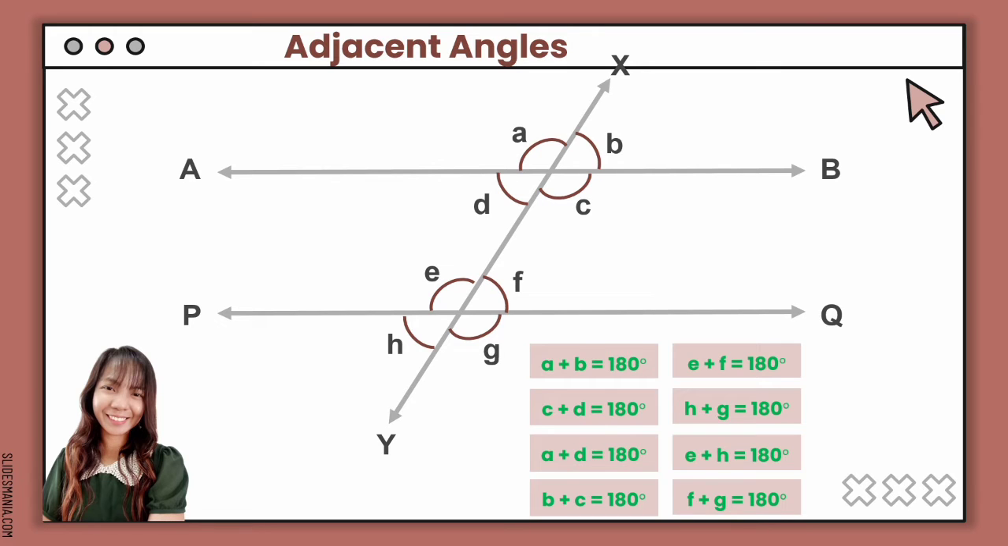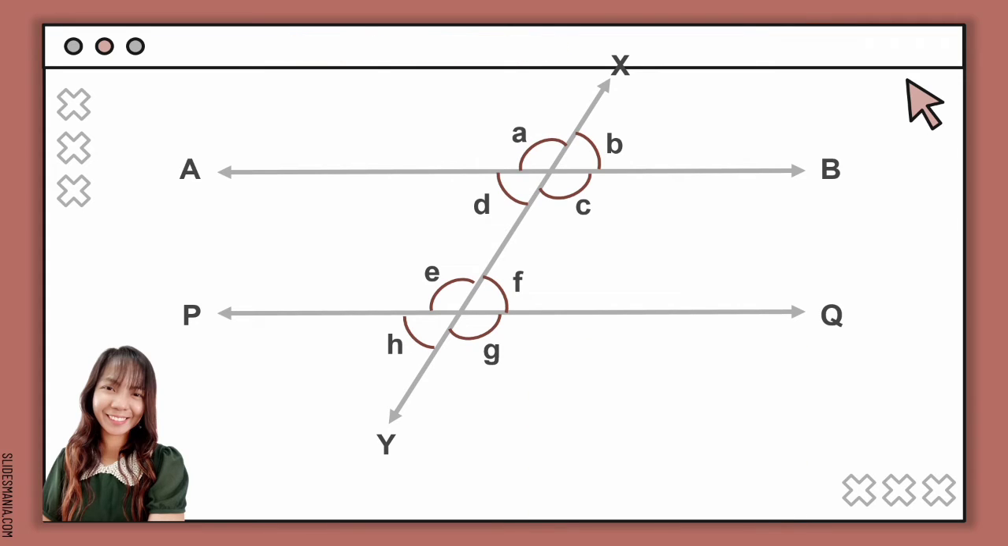So take note of this. Adjacent angles, when you add them, the measures of adjacent angles, it will give you 180 degrees. Next, vertical angles. Again, vertical angles.